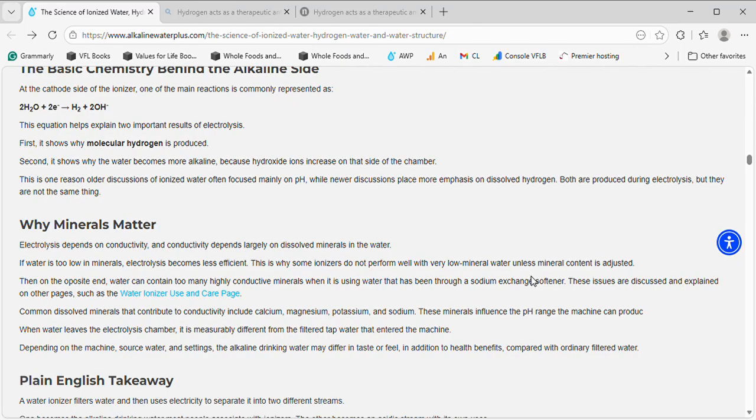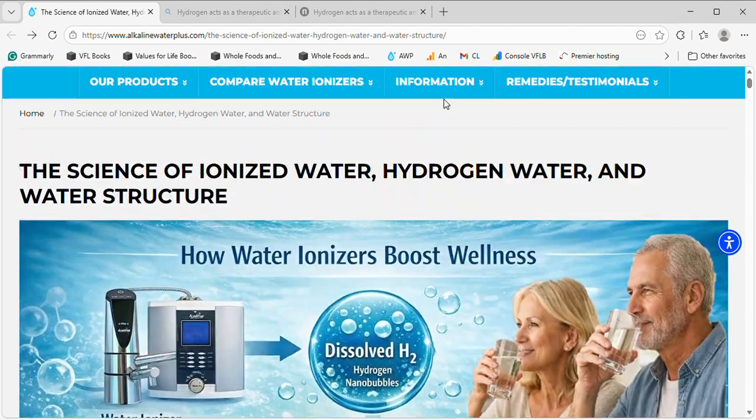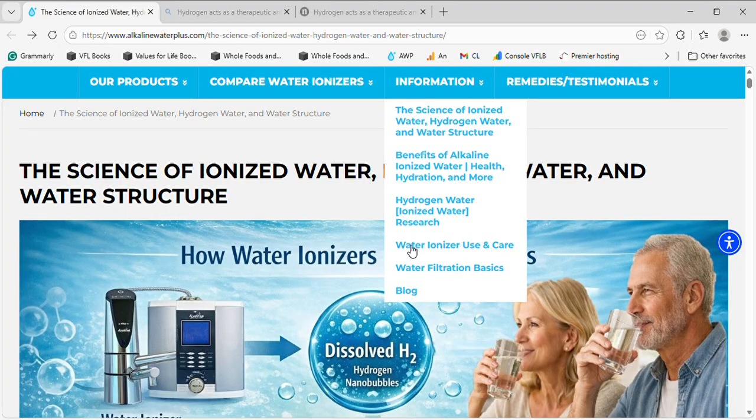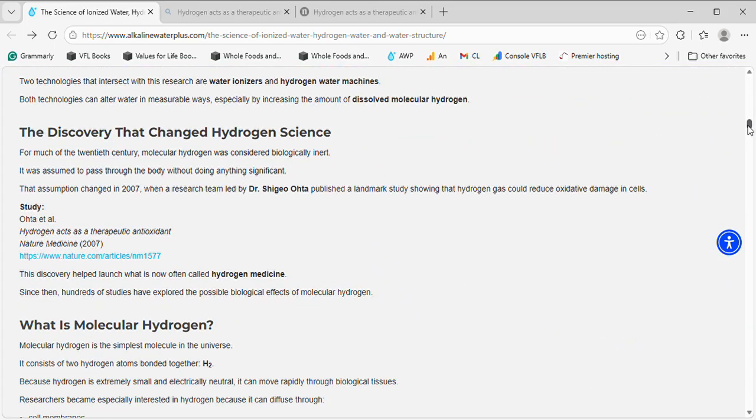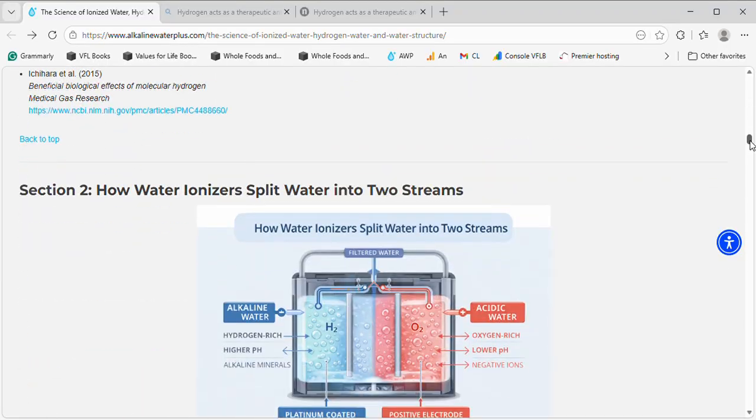Most municipalities around the country do have enough minerals to ionize, unless you are hooking up to a reverse osmosis system or something like that, in which case the minerals have been stripped out of the water. So there's a page for that. And I should just at this point show you that, or I think I have already showed you that. But this water ionizer use and care page becomes extremely important to all people who are going to buy a water ionizer. Just read that page.